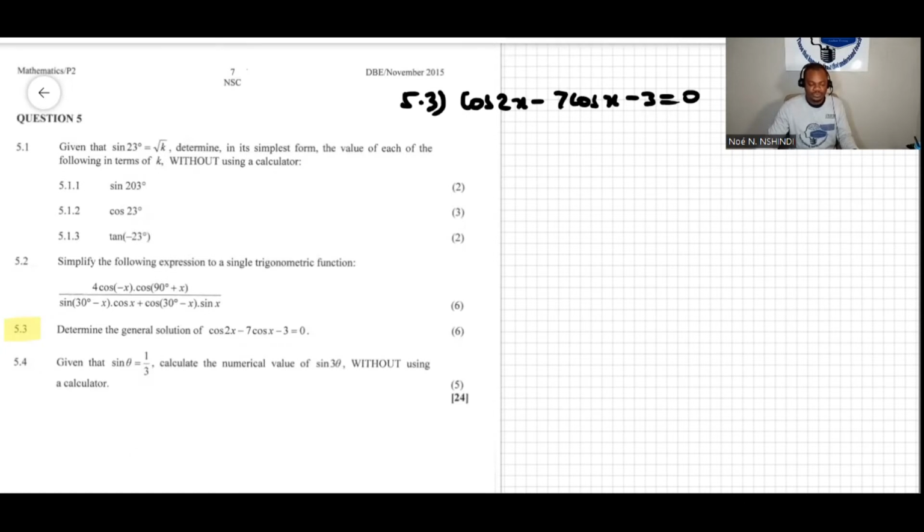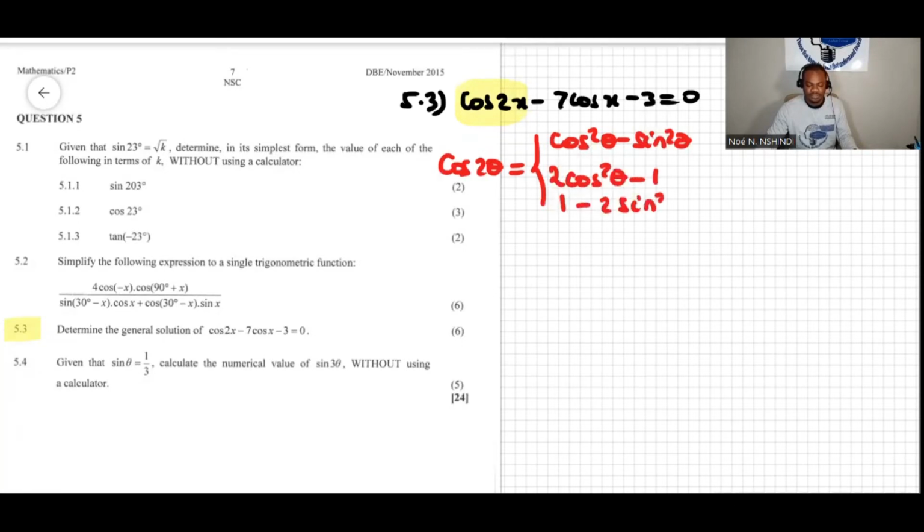First, I think we need to expand cos 2x because it's a compound function. We do know that cos of 2 theta has 3 solutions. It is equivalent to cos squared theta minus sine squared theta, or it is also expressed by 2 cos squared theta minus 1, or 1 minus 2 sine squared theta. Now we can select one of the formulas here to solve the problem. So I prefer to go with the middle formula, okay?